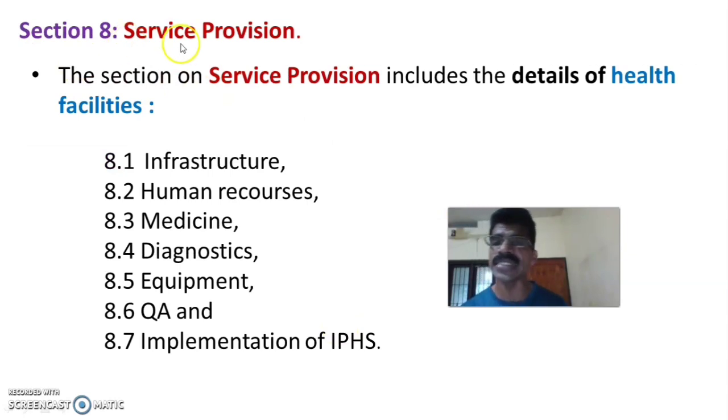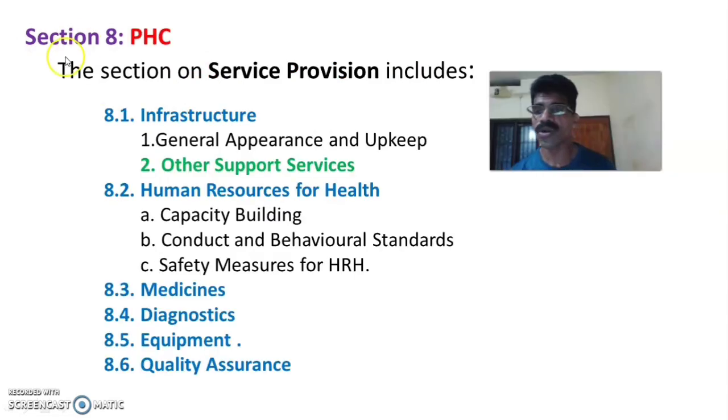Now section 8 is service provisions. It is one of the most important sections in IPHS 2022. It includes many things, especially related to the various services provided by the health and wellness centers. So this section includes the details of the health facilities of the various health and wellness centers. Under section 8 service provision, we have 8.1 infrastructure, 8.2 human resources for health, 8.3 medicines, 8.4 diagnostics, 8.5 equipment, and 8.6 quality assurance.